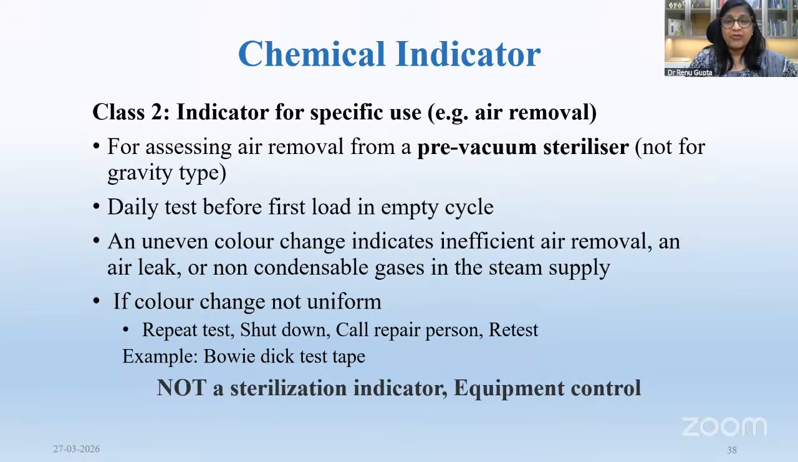The first autoclave run has to be empty, with only the Bowie tape test, to see whether this is functioning fine or not. Again, it is not telling you about sterilization. It is just telling you, yes, air is being removed completely. So you understand? Type 1 indicator is just telling you, yes, your load has gone inside the autoclave. Class 2 indicator is just telling you, yes, your pre-vacuum type of sterilizer is working fine as air has been completely removed. It is also not telling you whether the item which our surgeon is going to use is sterile or not. Clear?